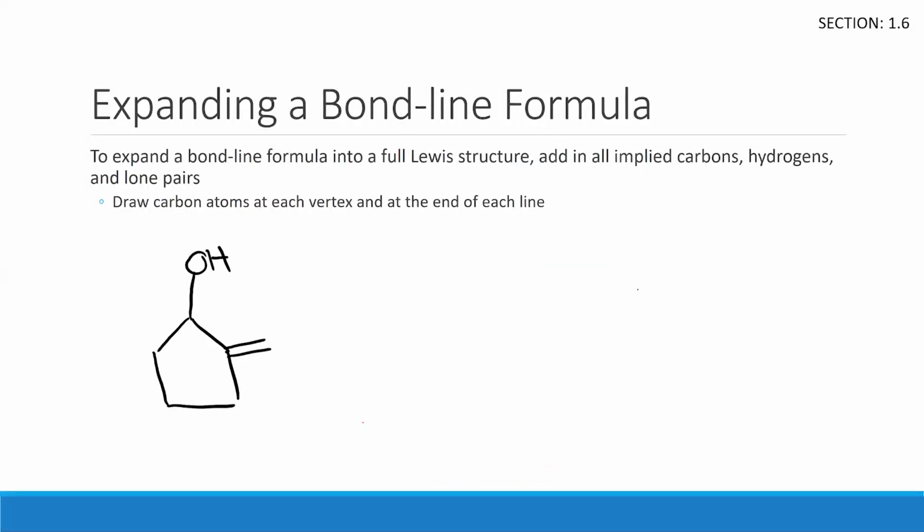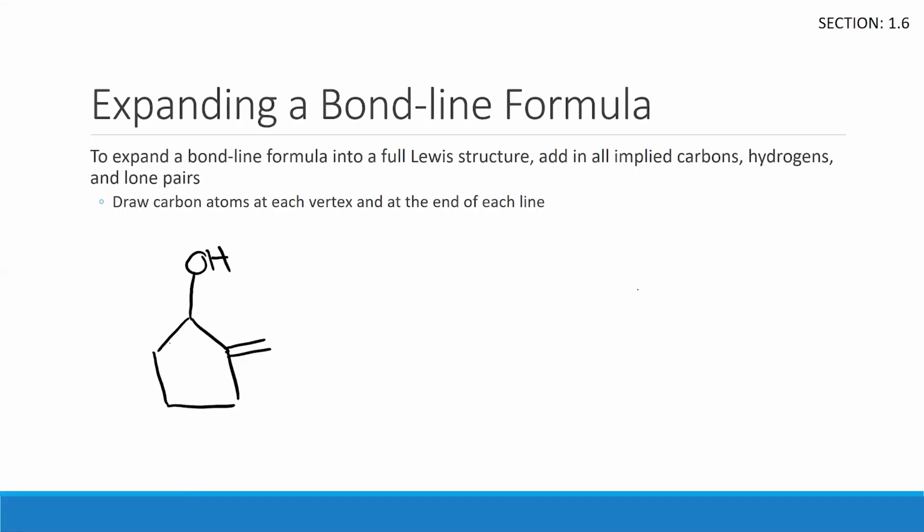Okay, so let's do another practice, expanding these bond line formulas. In this case, we're going to go from the bond line formula, and I am going to ask that we draw it ultimately showing all of the carbons, hydrogens, and lone pairs that you would in a Lewis structure. So you can understand how you go between the two. So the first thing you want to do if you're given a bond line formula and you want to draw it in the full Lewis structure is you want to draw the carbon atoms. So figure out where each point is and make that a carbon atom.